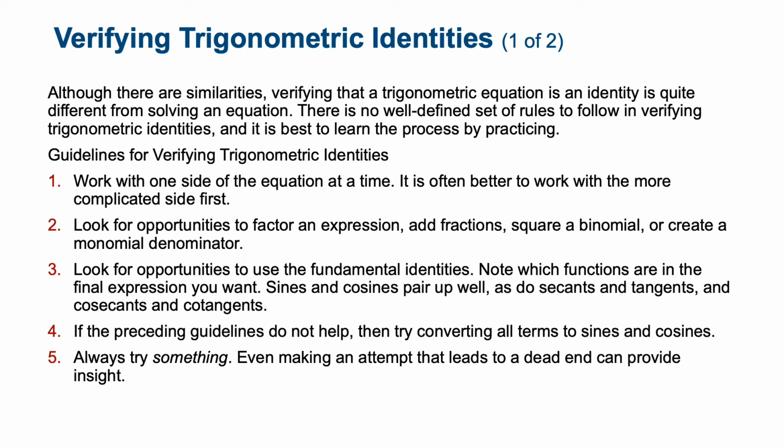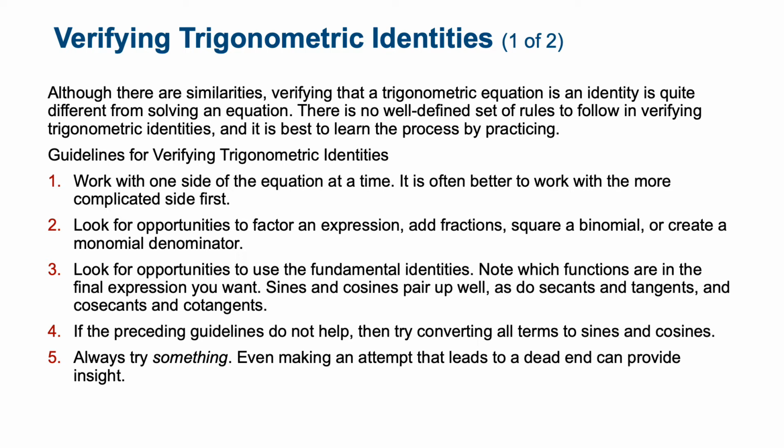To verify identities, you work with one side of the equation at a time. Usually you have an equation and you want to verify that it's true, so you pick one of the sides and you do things to it. You use properties to get it to look like the other side. It's usually better to work with the more complicated side first, because then you can simplify it to look like the other side.